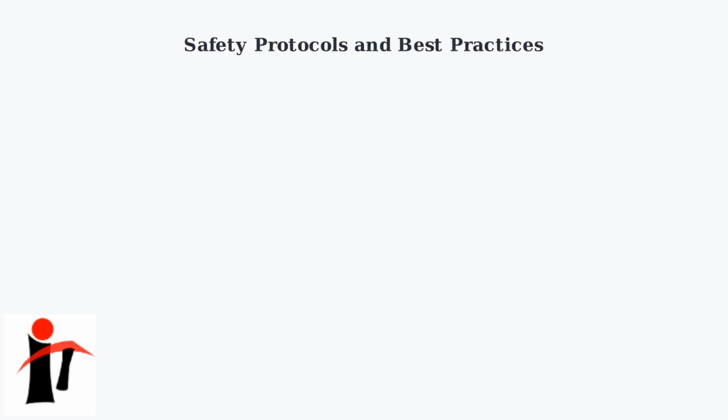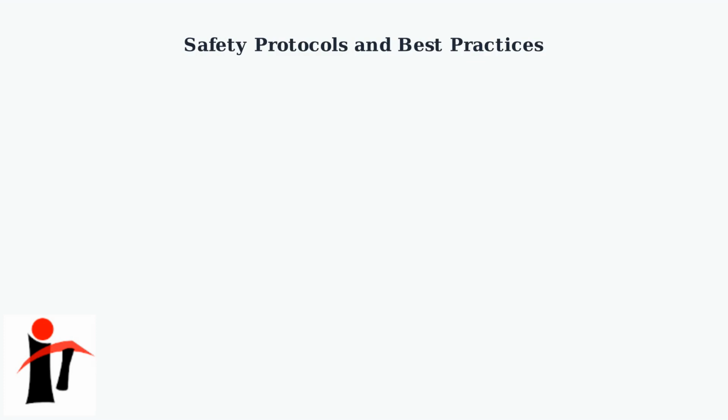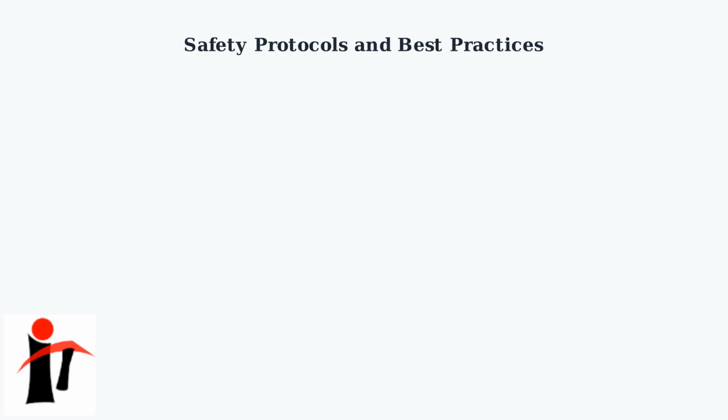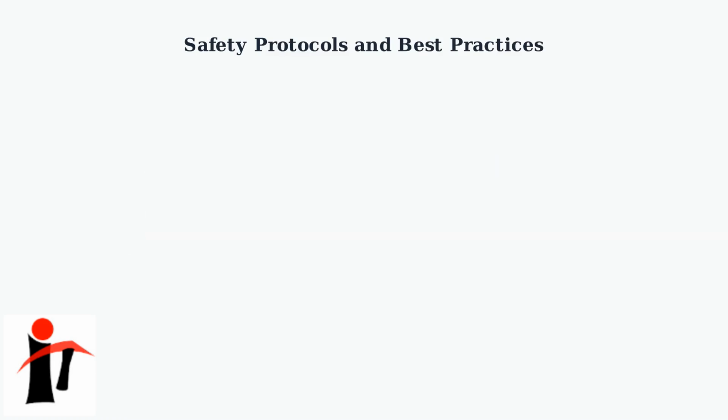Safety is the top priority when using Tesla's Full Self-Driving system. FSD includes advanced safety features like automatic emergency braking that can help prevent collisions in critical situations. The system also features pedestrian detection, which actively monitors for people crossing streets and can bring the vehicle to a stop when needed. However, FSD still requires active driver supervision. The system monitors that your hands remain on the wheel and your eyes stay on the road through advanced sensors.